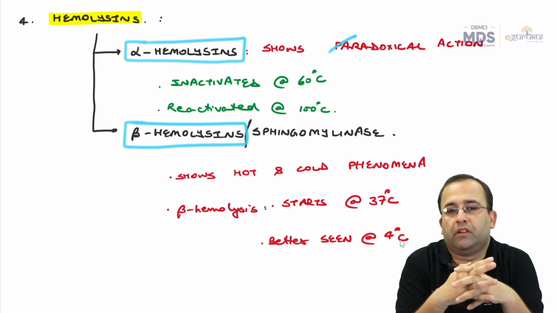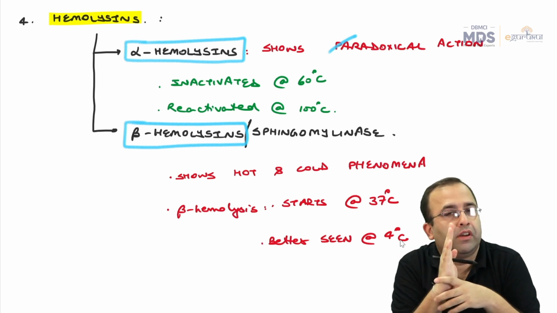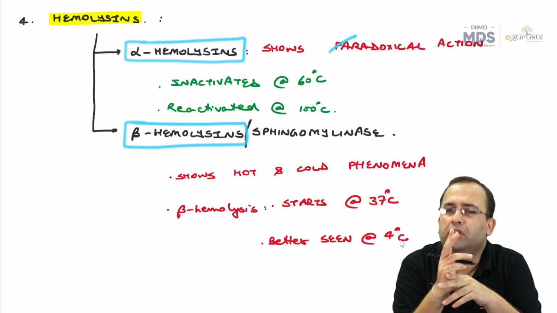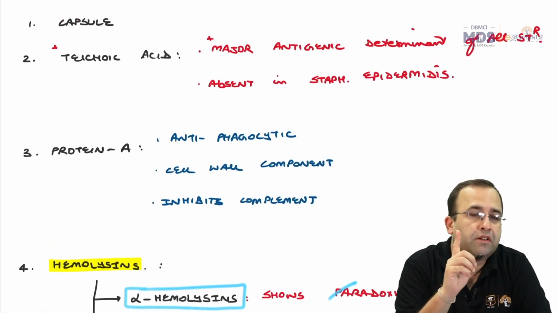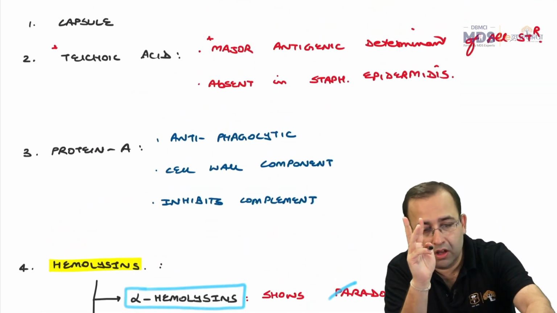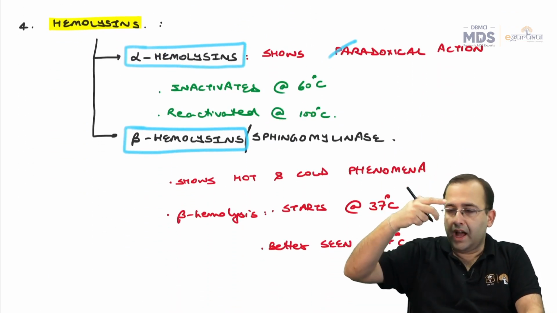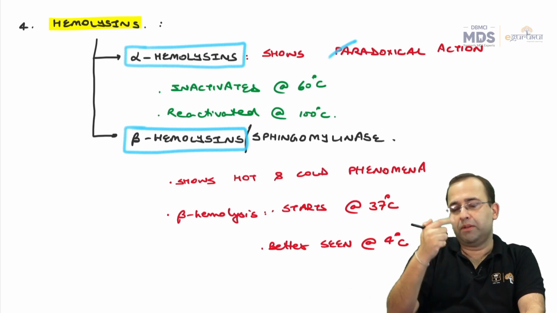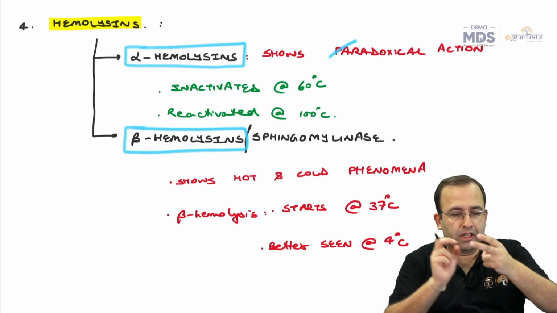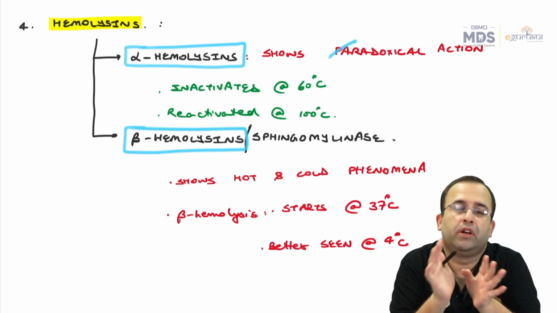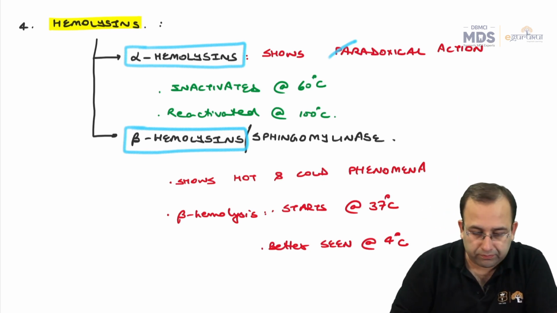So these are the virulence factors associated with staphylococci. There were 4 main virulence factors. It had the presence of a capsule, which as you know prevents phagocytosis. Next, teichoic acid, which was the major antigenic determinant. Protein A, not important. Main points were teichoic acid and hemolysis. Hemolysins were of 2 types, alpha and beta. Alpha had a paradoxical effect versus beta, which shows hot and cold phenomena. These are the virulence factors associated.